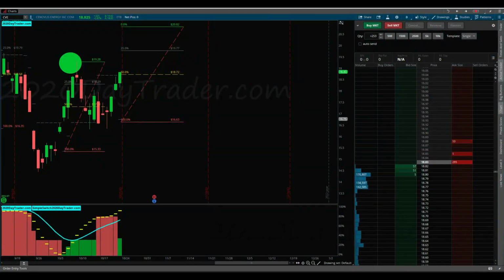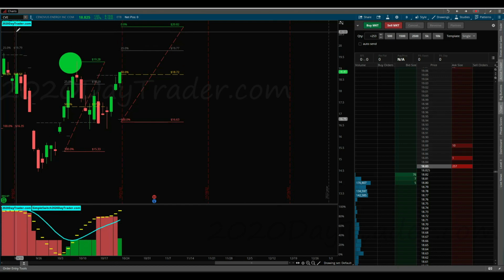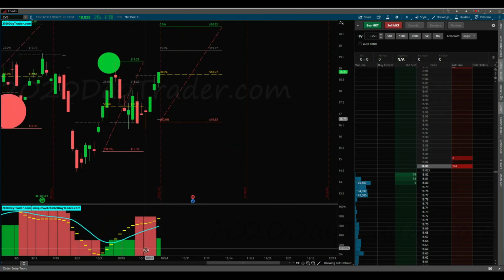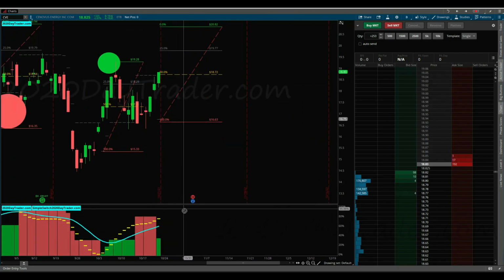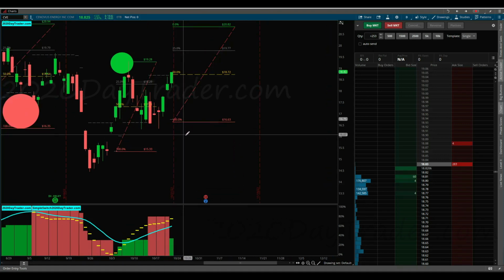Okay, so here we are with another swing trade. So we have CVE setting up. So right here we have our red to green, dashes are above our white line, so that's the red light, green light strategy on the daily candle. So we're getting ready to enter this today.